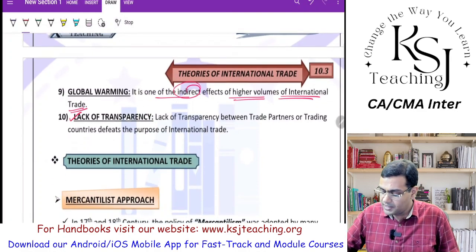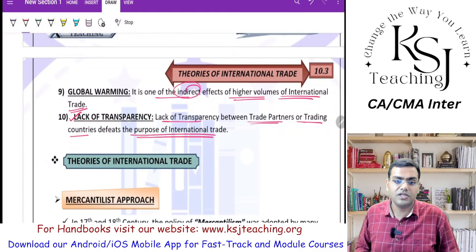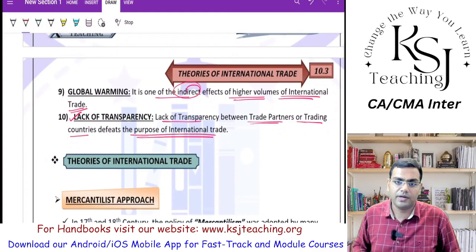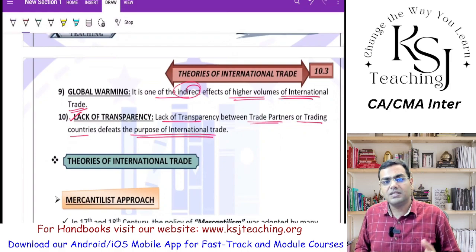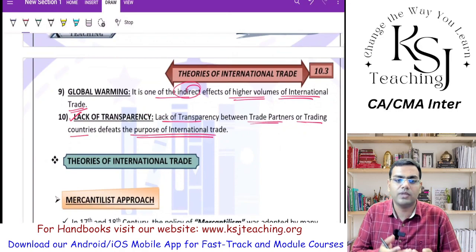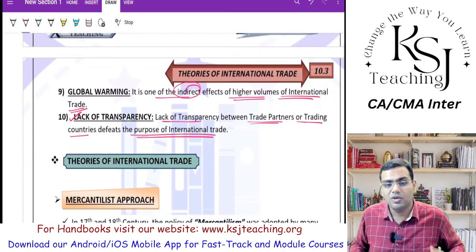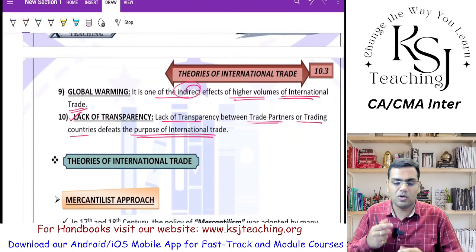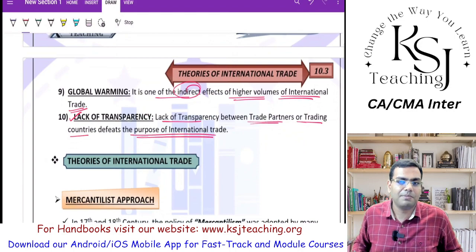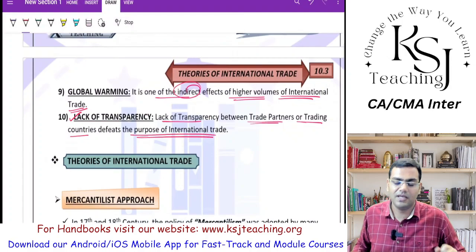Lack of transparency: the lack of transparency between the trading countries defeats the purpose of international trade, if they are not transparent about the terms and conditions on which they want to trade. In international trade, most of the time you are not going physically to that location to see things and have face-to-face talks with the person. You are calling over the phone, talking over emails, over WhatsApp, right? So there can be a lack of transparency in terms of terms and conditions, which can definitely negatively impact you.